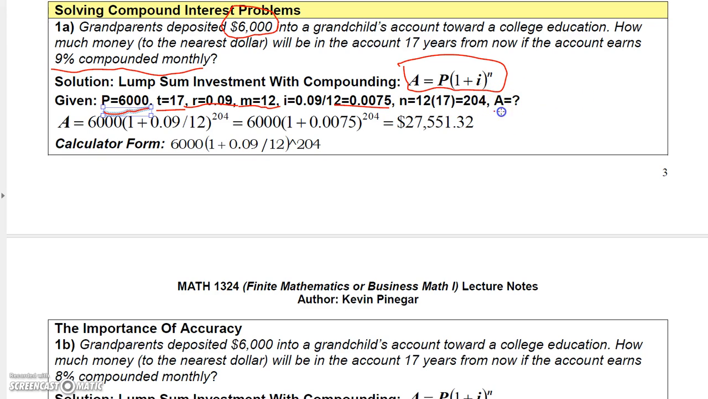And then we're trying to solve for the amount. So if we plug everything in, we get 6,000 times (1 plus 0.09 over 12), or you could just say 6,000 times (1 plus 0.0075), and then we're going to raise it to N, and remember N was 204, that's a total of 204 compounding periods. So when we put this in our calculator, if you put it in just like this, you have to use the caret for the exponent probably, you'll get $27,551.32. And if you wanted the interest earned, just subtract 6,000 from this to get the interest.